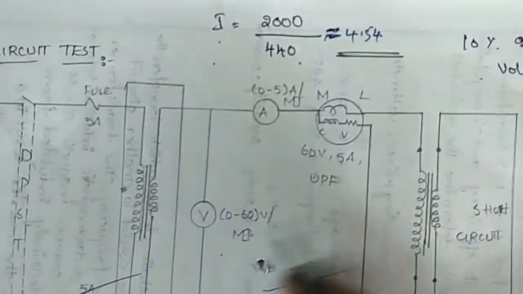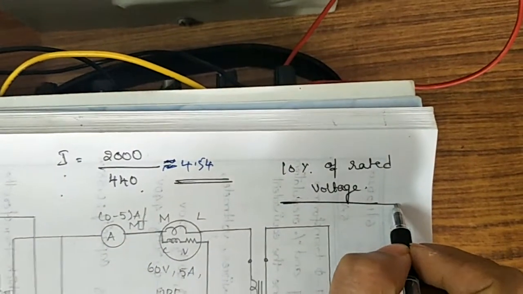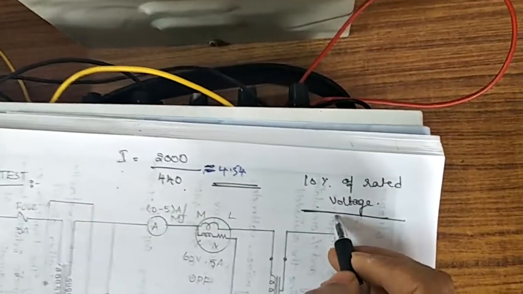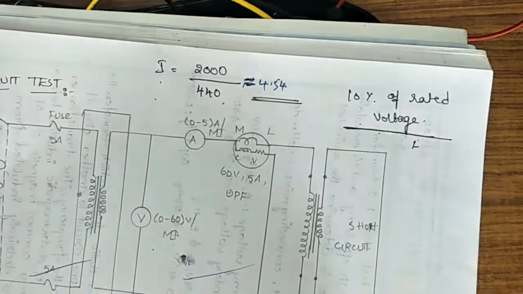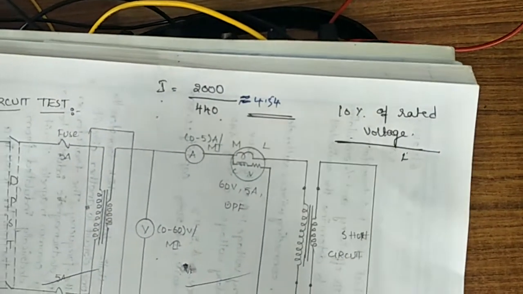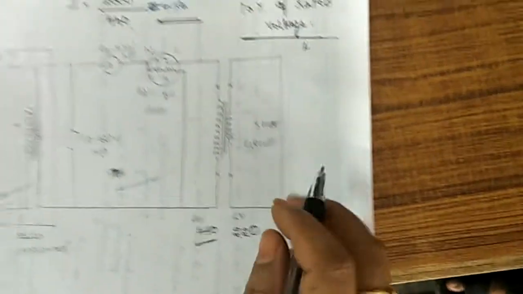The voltage applied to the voltmeter is 10% of the rated voltage. So the approximate voltage applied on the HV side is 10% of the rated voltage. The rated voltage on the HV side is 440, on the LV side it is 220. 10% of the rated voltage is nearly 44. Right.